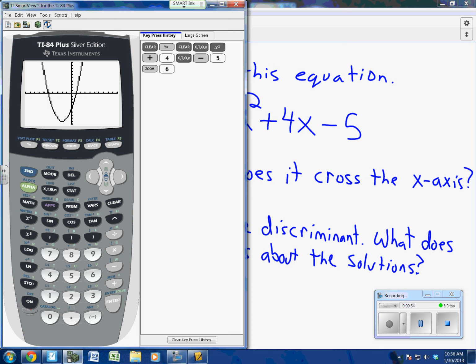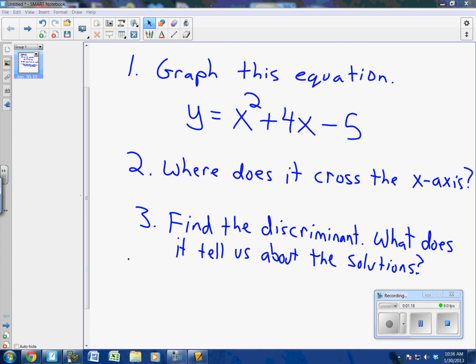Okay, and we're going to see how this relates later to the solution right here, but that's where it crosses the x-axis. This one's actually one that is pretty easy to do by graphing because it crosses right at an integer. 1 is an integer, -5 is an integer. But if it crosses somewhere in between, like 2 integers, then it's hard to tell exactly. But this is one you can solve by graphing.